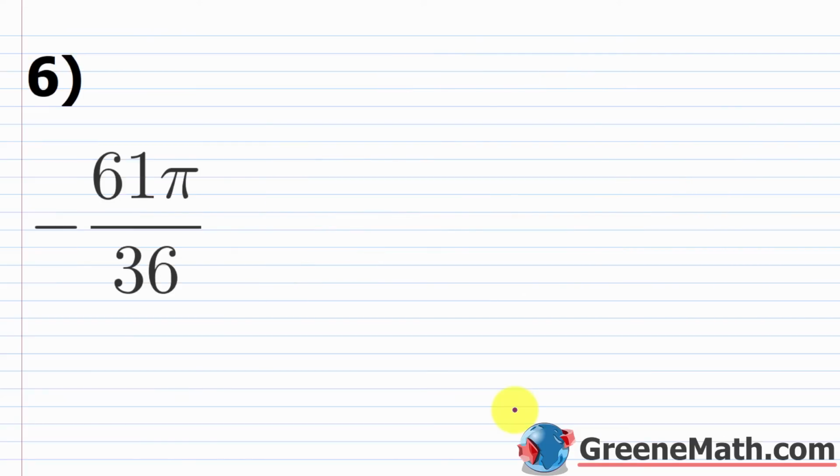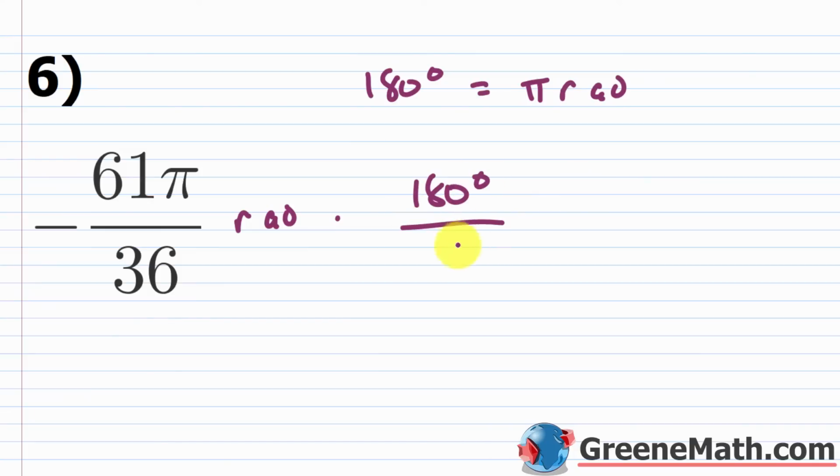All right, let's take a look at problem number 6. So here we have negative 61 pi over 36. And this is in terms of radians. Let me write this again. So 180 degrees is equal to pi radians. Multiply by, again, 180 degrees over pi radians.